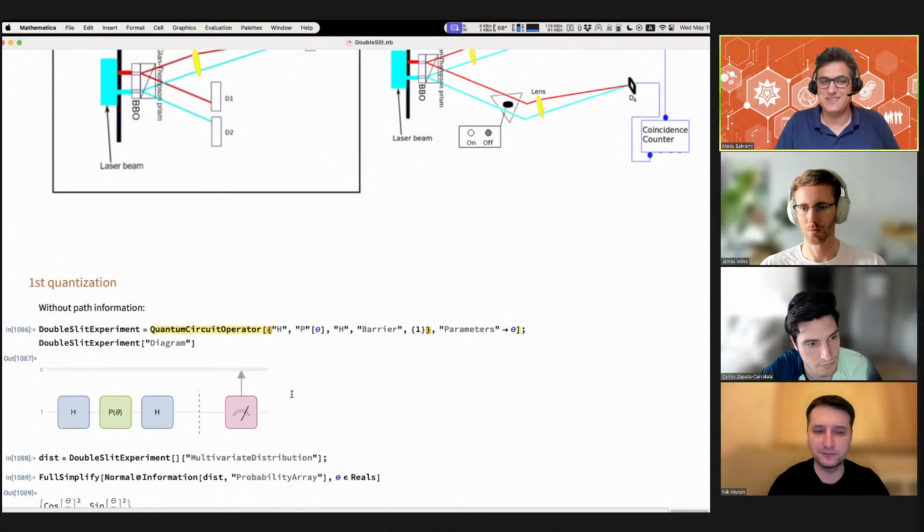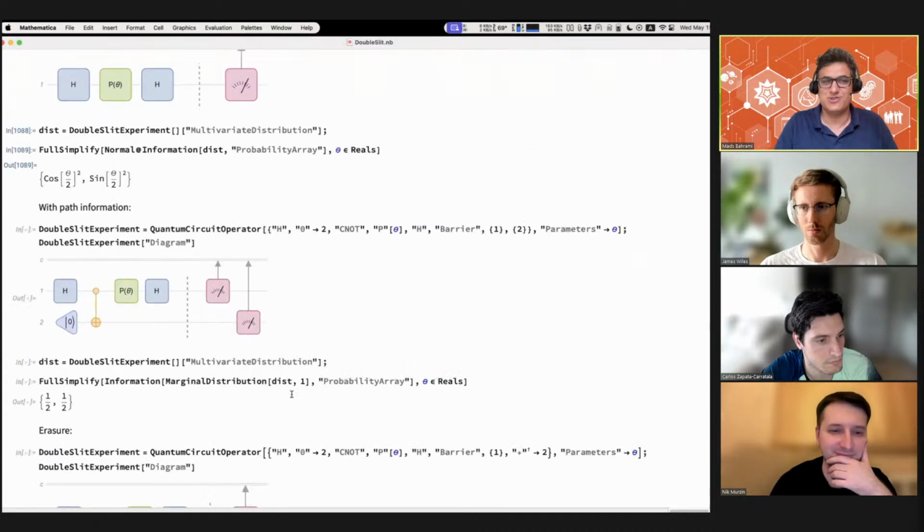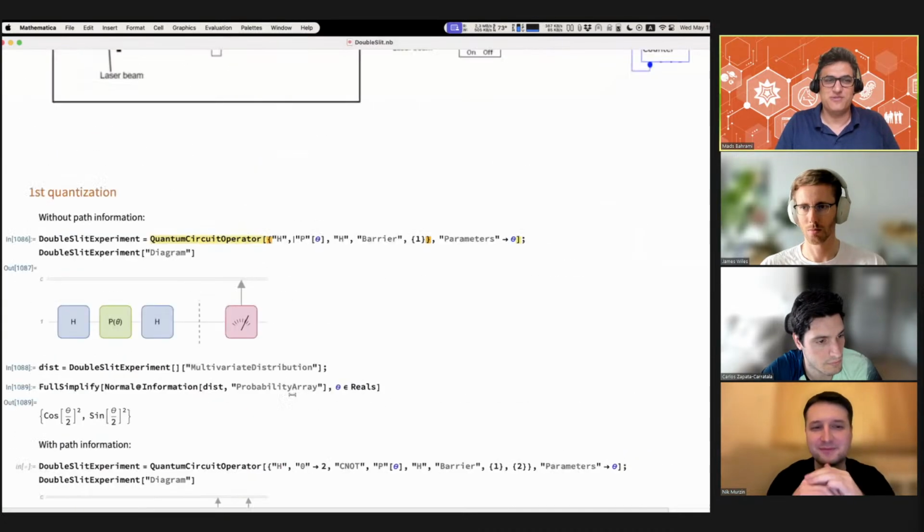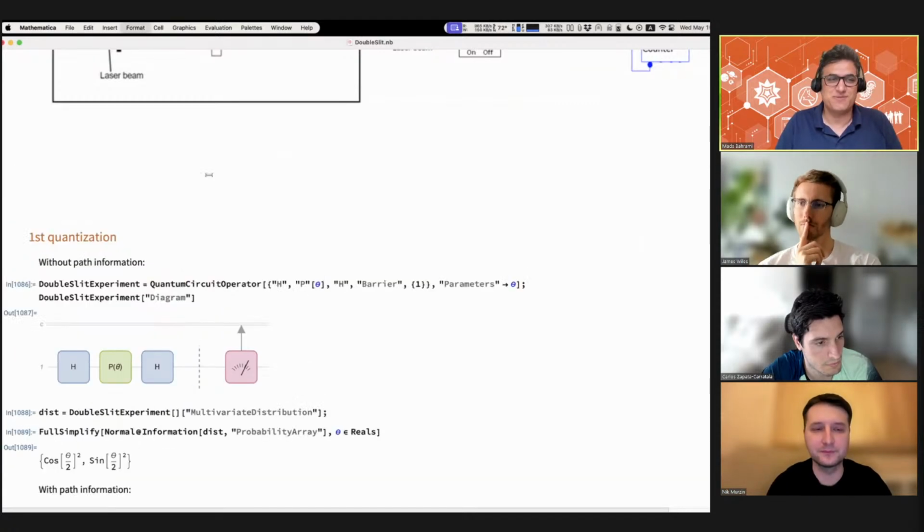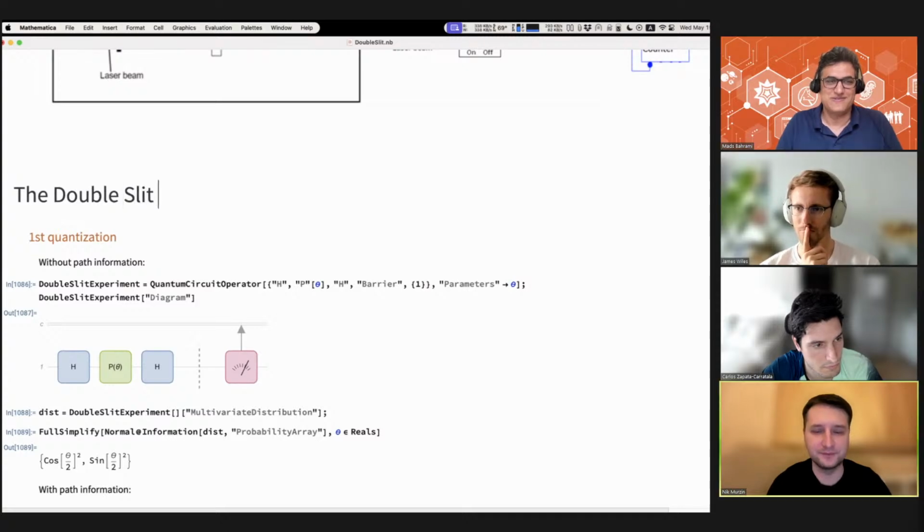At the center of some of those conversations, there are some famous examples. One of them is the double slit experiment. Let's see how we can understand the double slit experiment in the Wolfram quantum framework. Well, there are multiple approaches to that.